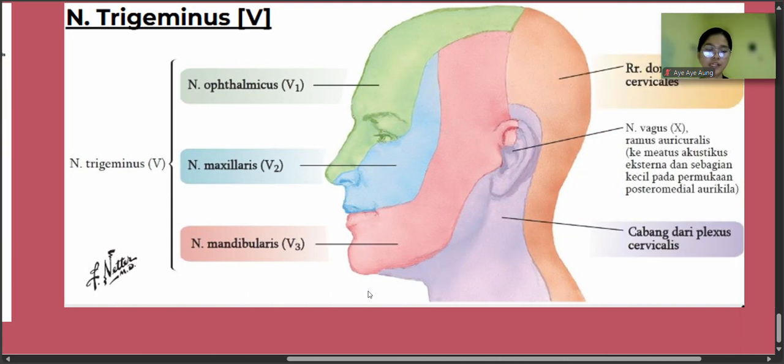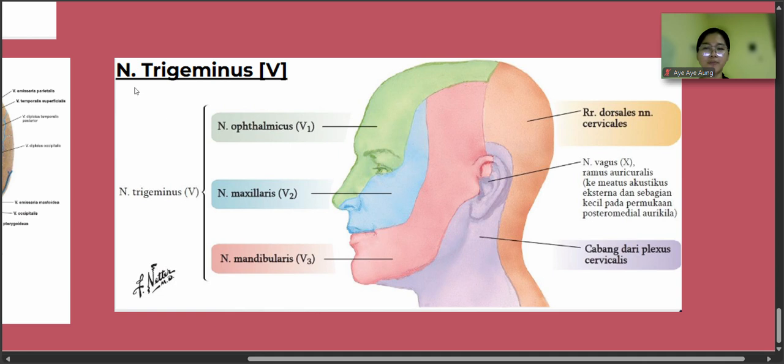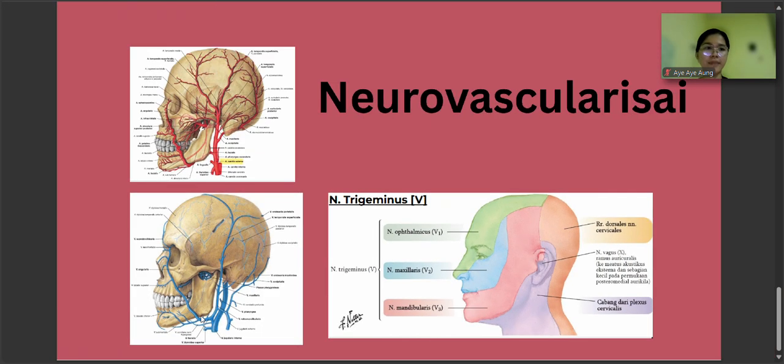Finally, sensory innervation of the face comes from the trigeminal nerve, which is cranial nerve 5. In Latin, it is called nervus trigeminus. So while motor innervation is from the facial nerve, which is cranial nerve 7, the sensory innervation of the face comes from the trigeminal nerve, which is cranial nerve 5. Understanding this dual innervation is crucial for diagnosing facial nerve disorders and planning surgery.